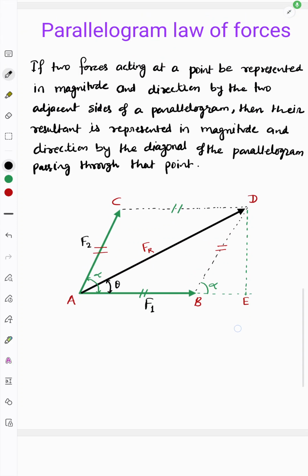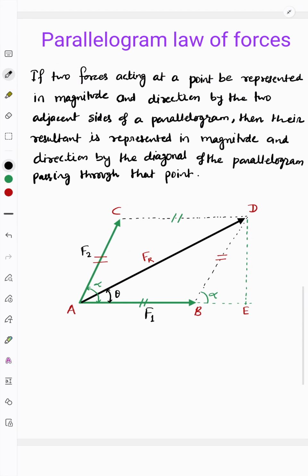And welcome. In this session we are going to prove the parallelogram law of forces. This is applicable for UG students or diploma students doing engineering in different branches who have taken first year admissions. For them it is important. So what is the statement here?